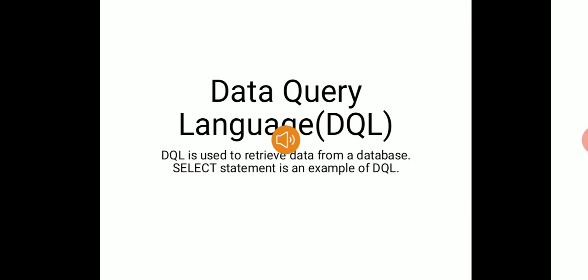The next sublanguage is DQL, or data query language. Now, what is DQL? DQL is used to retrieve the data from a database. Now, one such DQL statement is the select statement. This is the statement which you have already encountered in your 11th standard, because using this select statement you are able to retrieve the records and display it on the MySQL workbench from a particular table. So, for displaying the records of a particular table, we make use of the select statement, which is a type of a DQL statement.